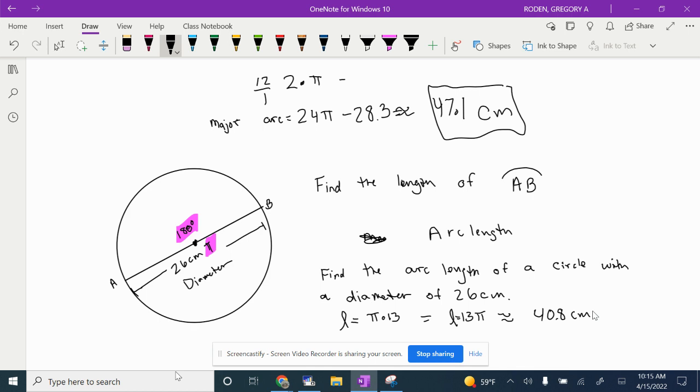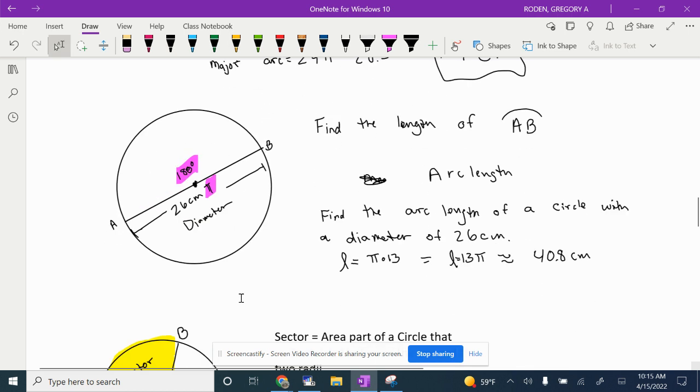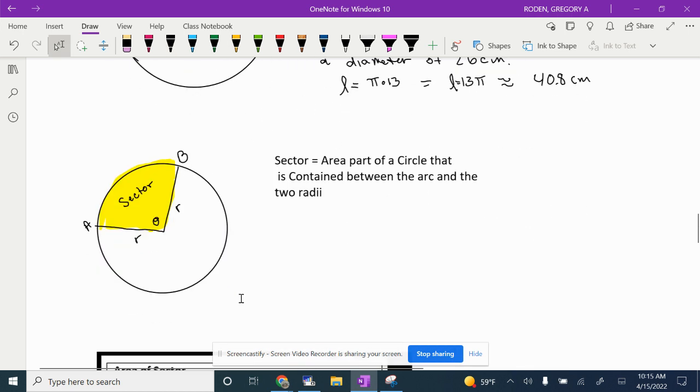All right. Does everyone understand arc length? Now let's move on to sectors. All right. Write that down. Now, ladies and gentlemen, the sector of a circle is the area part of a circle that is contained between the arc and the two radii.